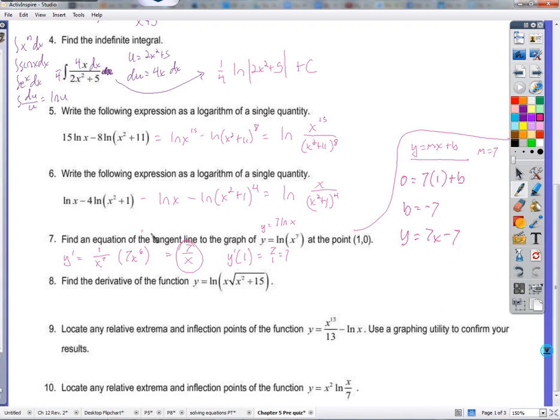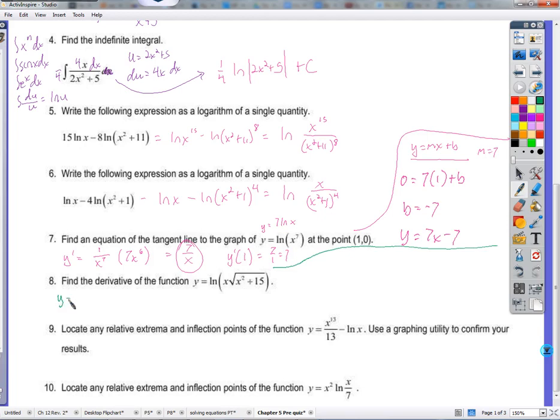Find the derivative of the function, this one right here. Again, it'd probably be easier if we go ahead and use the properties of logarithms. So we get x times the square root of x squared plus 15. I'm going to do that a little bit more quickly. We've done this a few times.